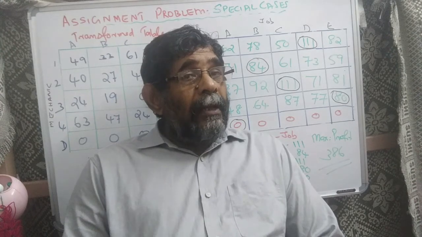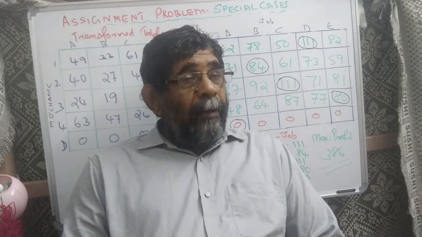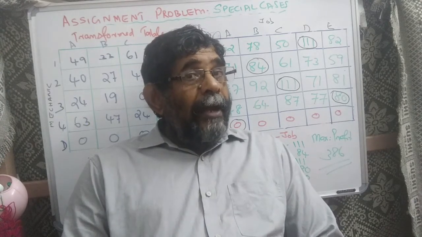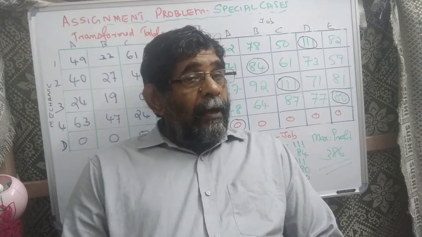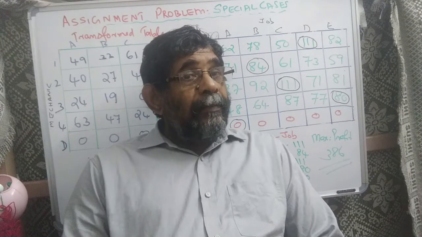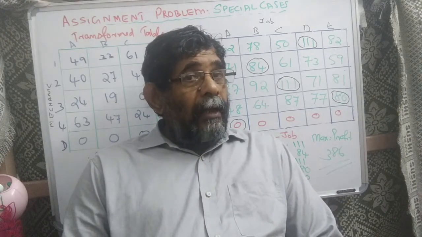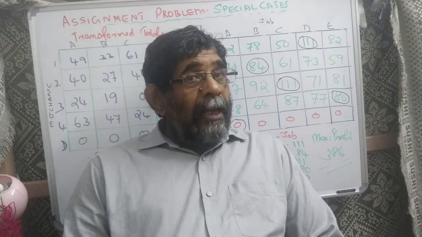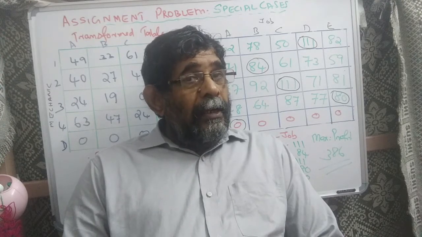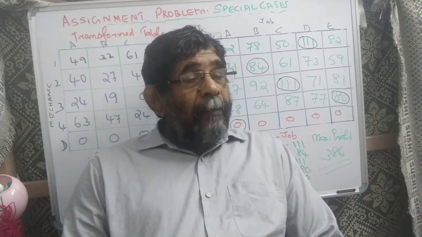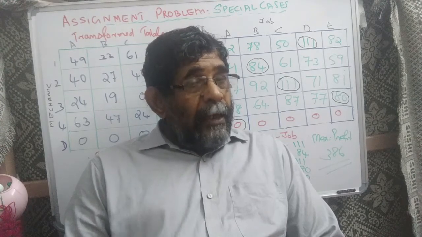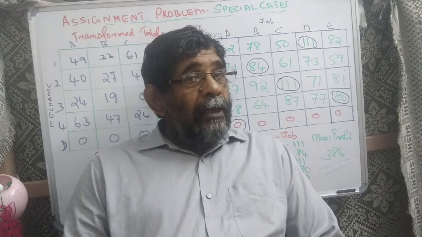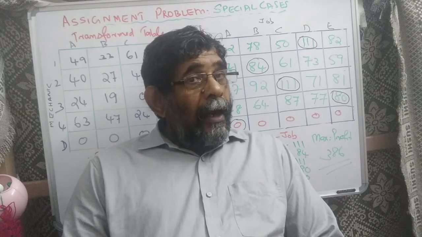If the preliminary table is not ready for optimum, we draw minimum number of horizontal and vertical lines to cover all zeros. Then we identify three types of elements. One, elements which are uncovered by the lines. Two, covered by single line. Three, at the intersection or covered by two lines. Then what is the step? Select the smallest cost coefficient among the uncovered and subtract it from all uncovered elements and add it at the intersection. There is no change to the elements which receive one line coverage.